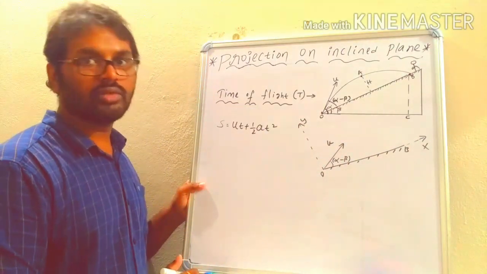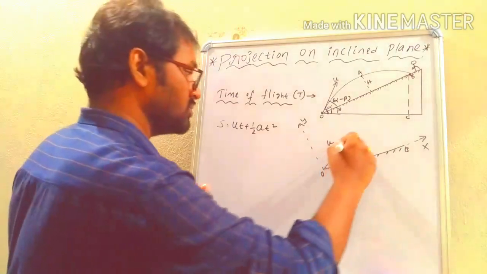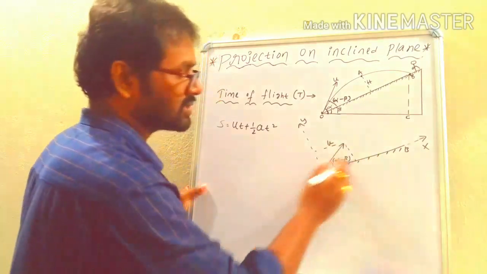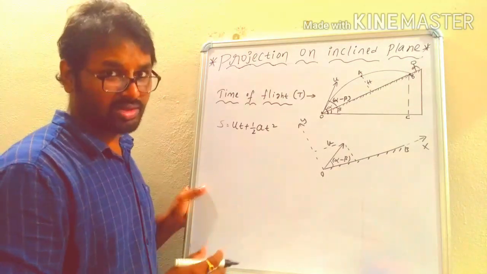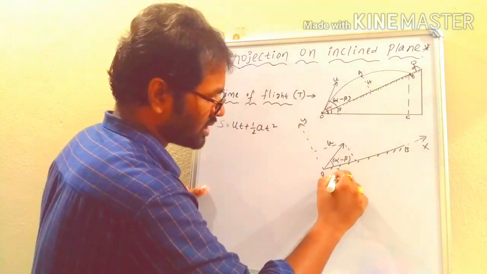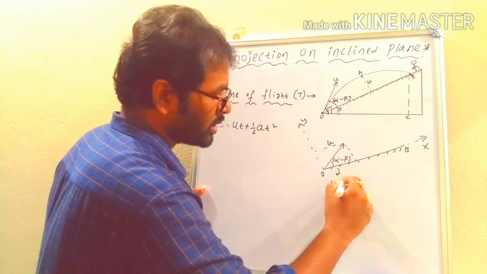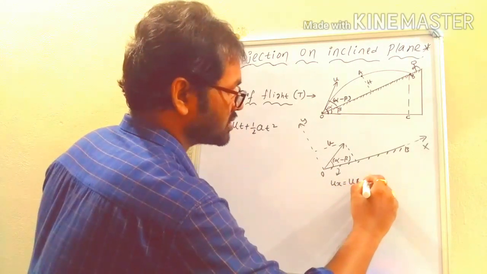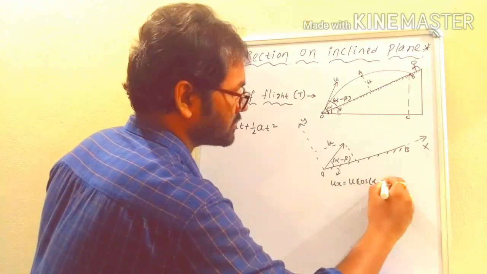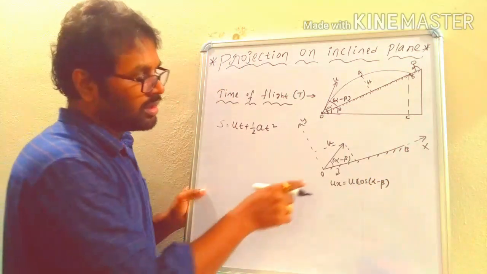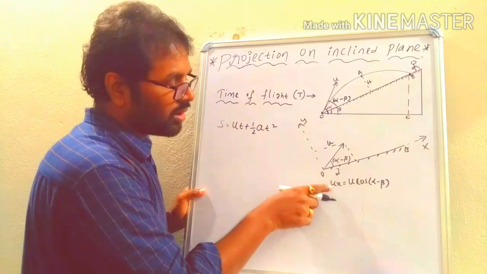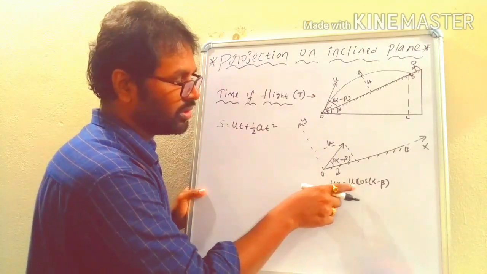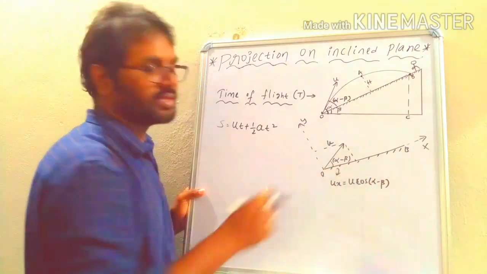With this we can resolve the velocity into two components. How much is the x component? We have vector knowledge. The initial horizontal component of velocity, ux, is equal to u cos (alpha minus beta).